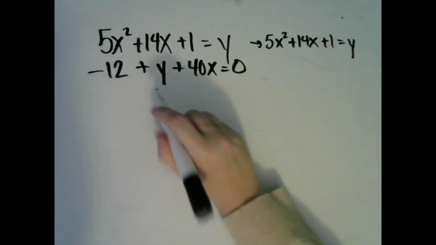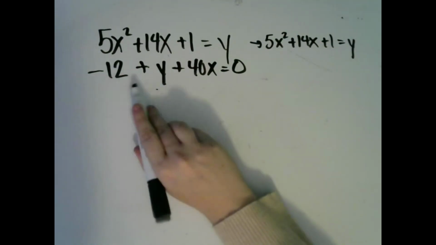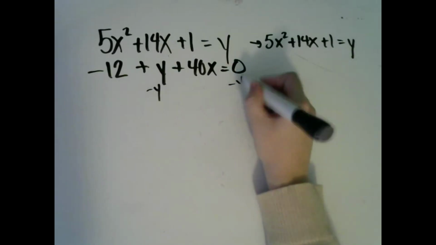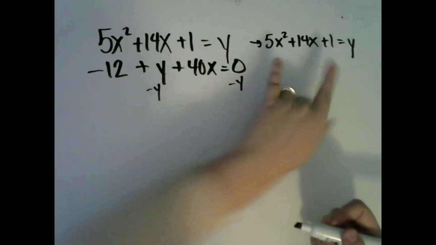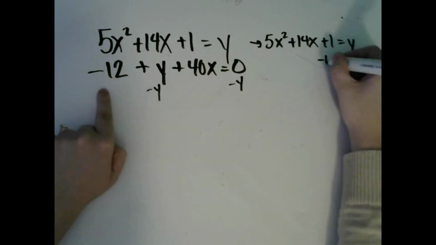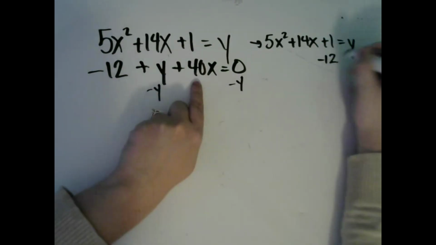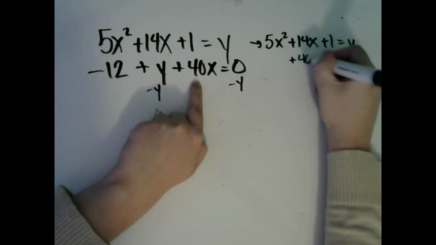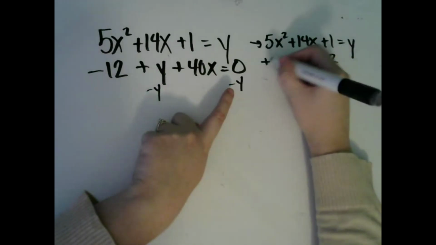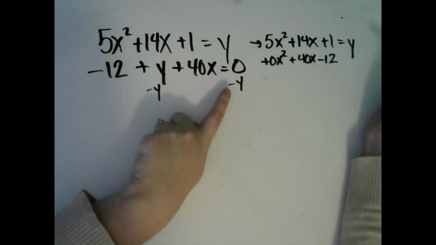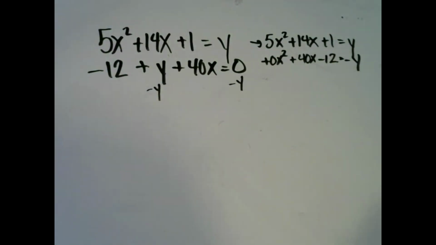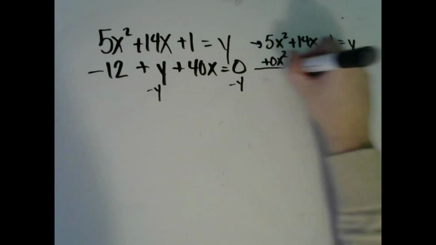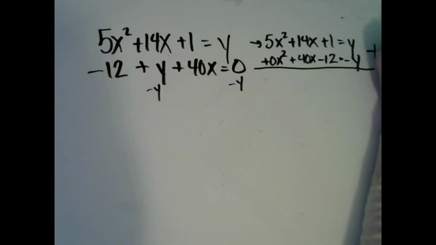My second equation, I'm going to rearrange and subtract the y. So if you do minus y, I want these expressions to line up with their like terms. So I'm going to put the negative 12 underneath the 1, the 40x underneath the 14x, and then a placeholder under the x squared, all equal to negative y. Since y and negative y are already set up to eliminate, I don't need to multiply this equation by anything. I can just add the expressions together.